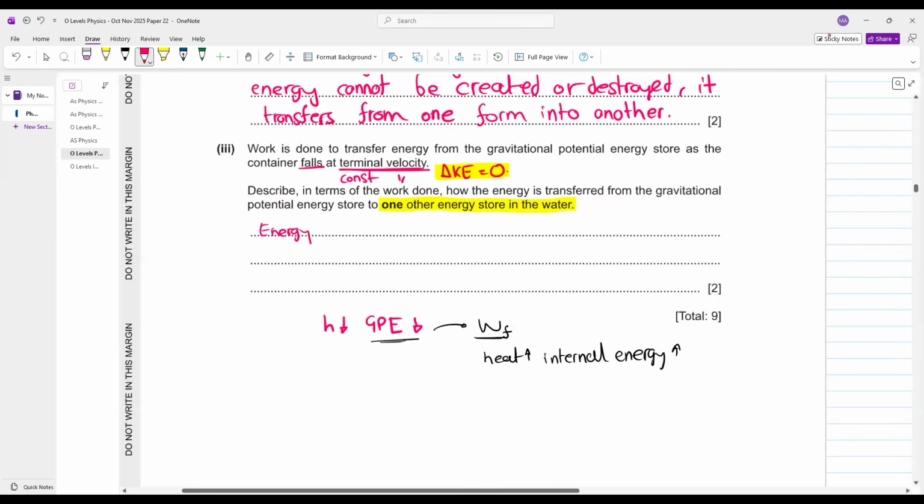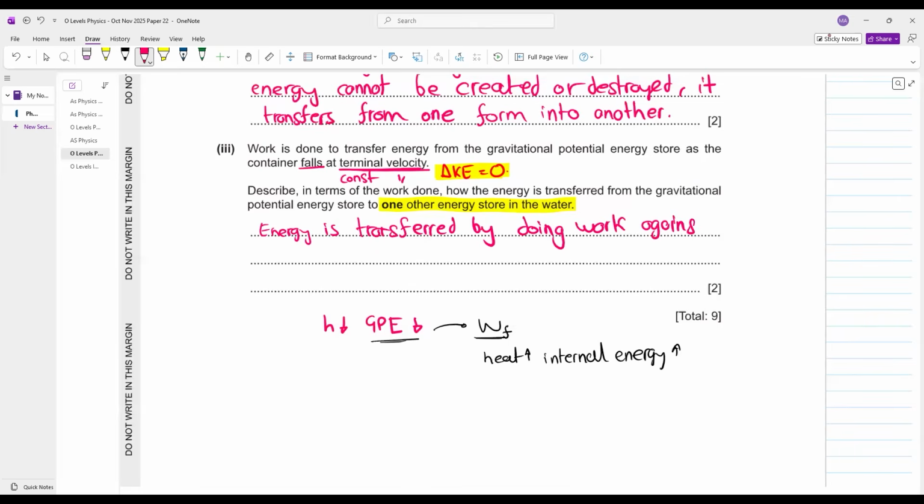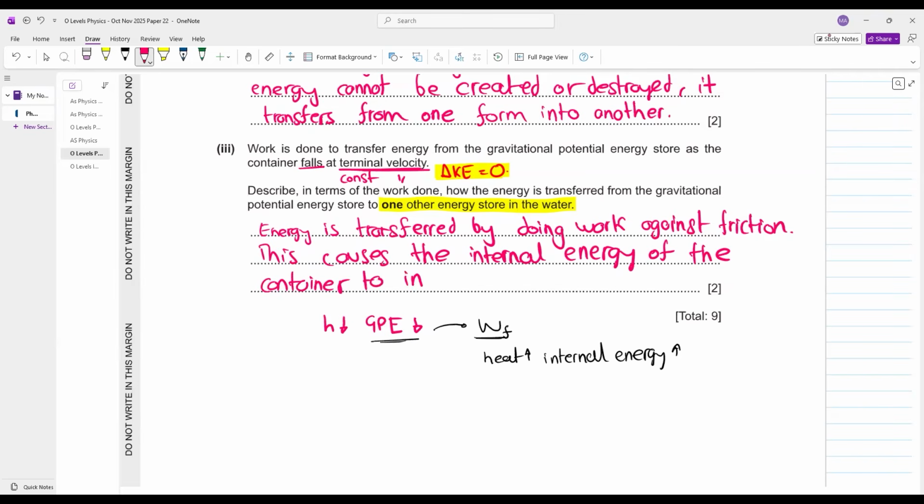Energy is transferred by doing work against friction. What will be your last point? This causes the internal energy of the container to increase. Simple as that, nothing complicated.